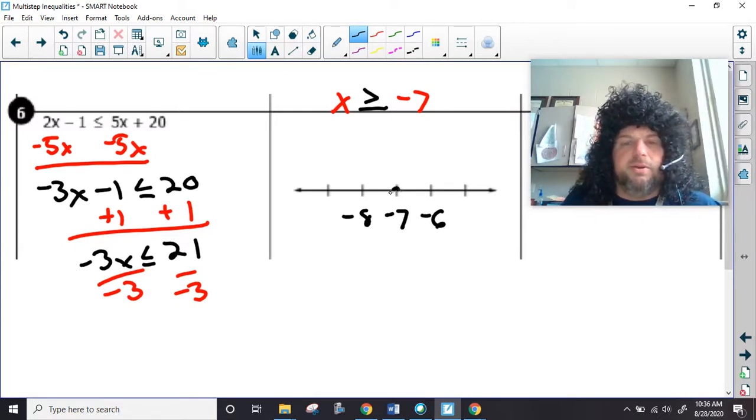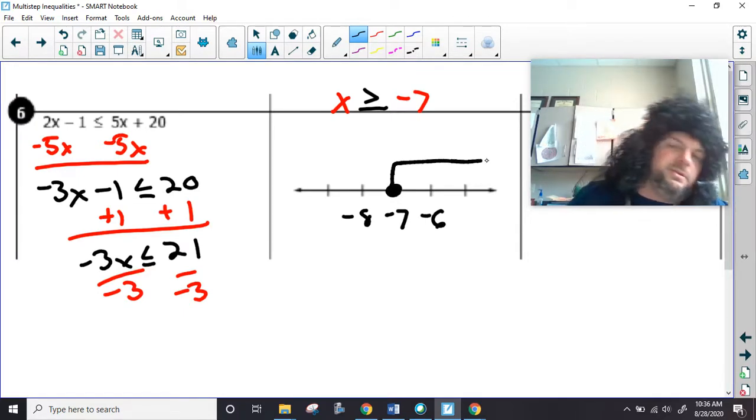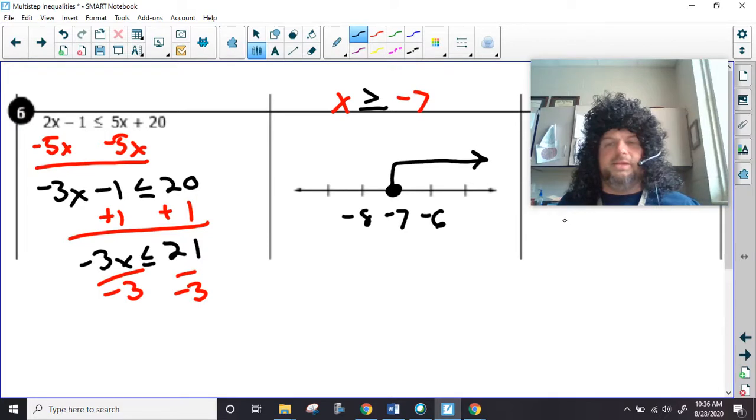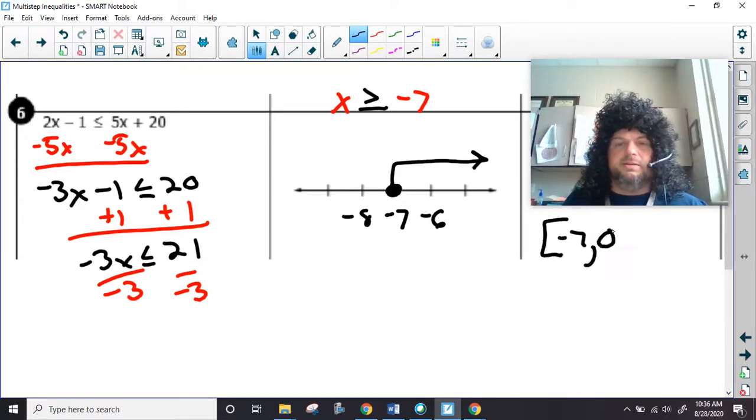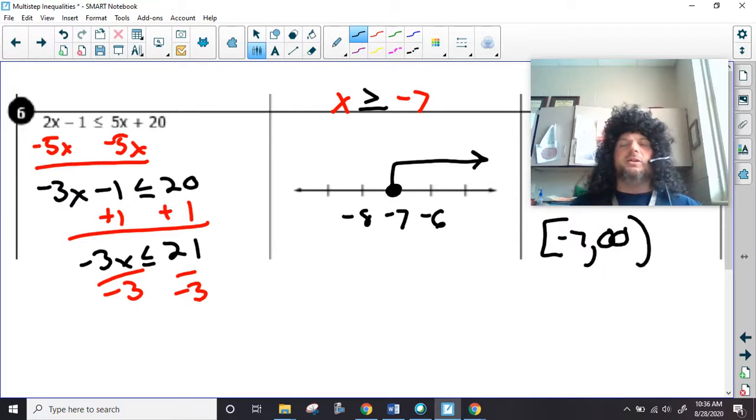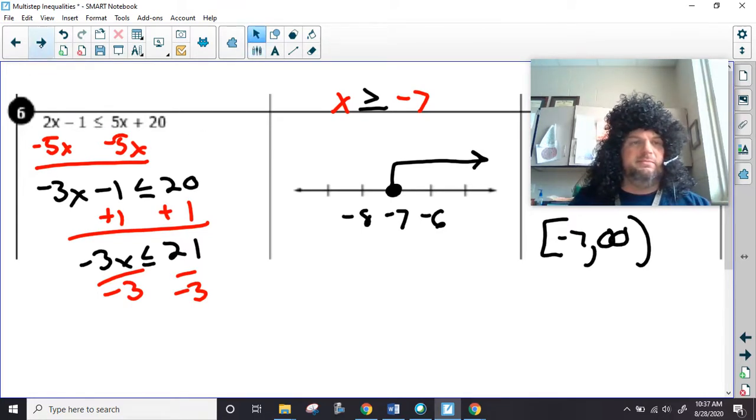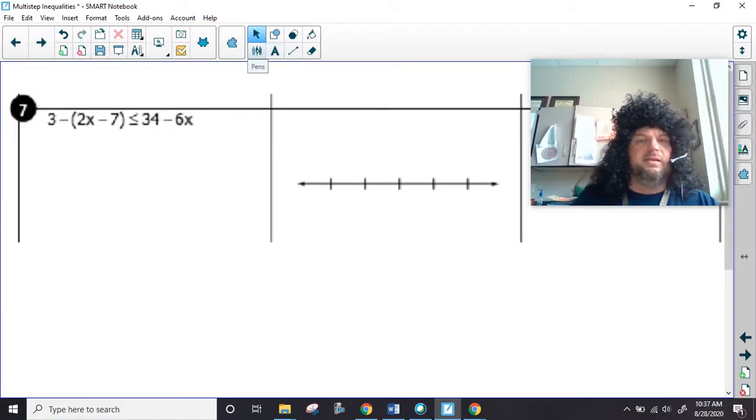All right, so we have a closed circle. We're going to the right. That means our bracket has negative 7 to infinity, and we cannot include infinity. Okay, it's not a set number. It's a symbol of representation of numbers.